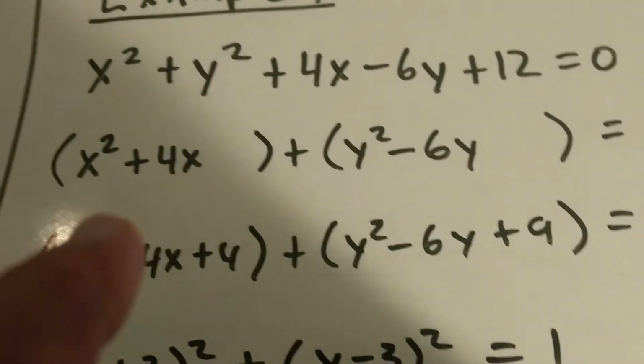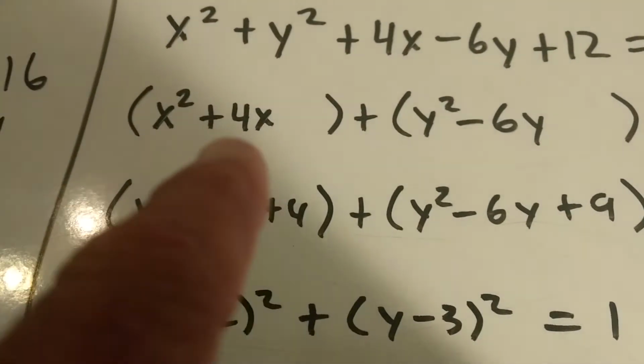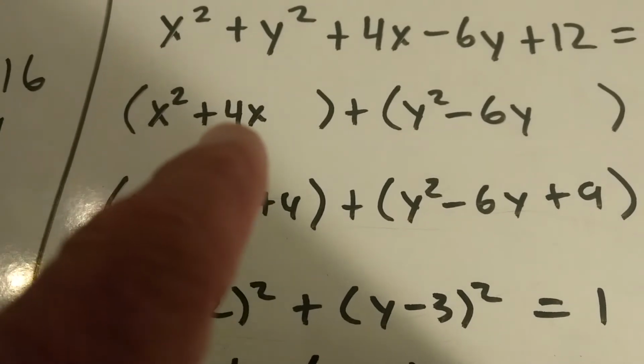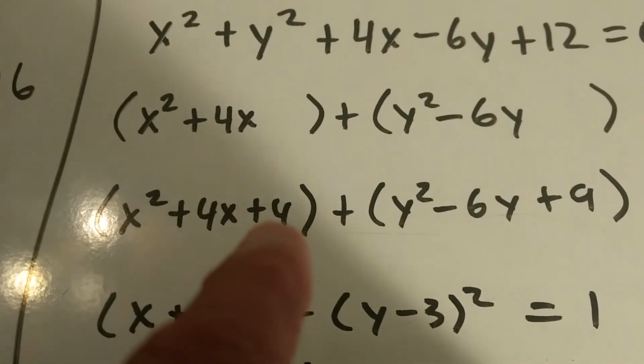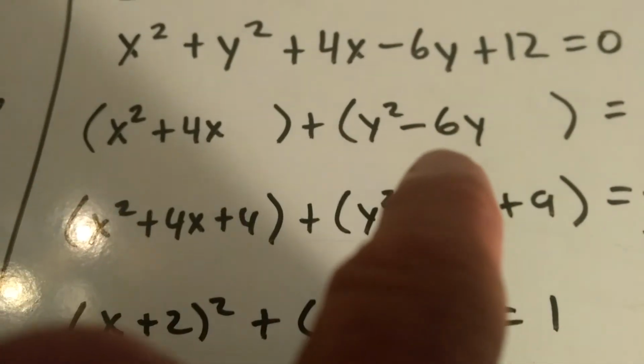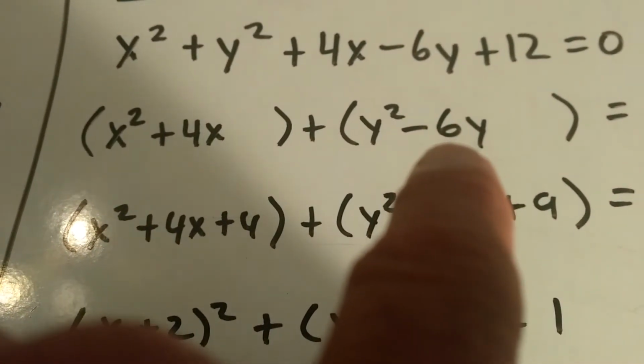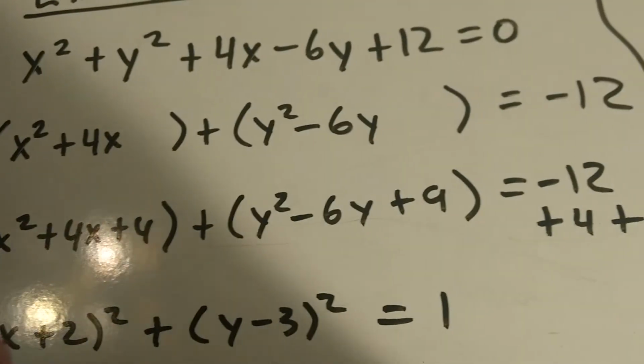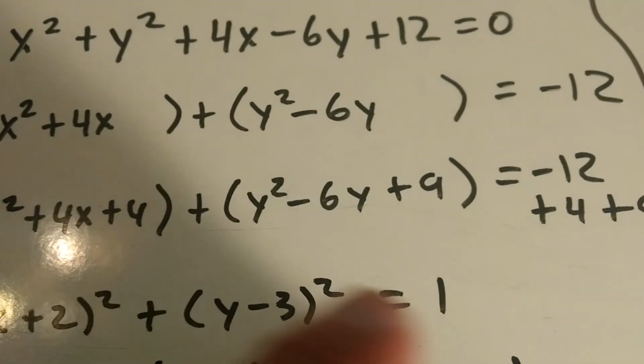Okay? Completing the square is taking half of the middle term, which in this case is 2, squaring it, which is 4, so I'm going to add 4 to this set of parentheses. Come over here, take half of negative 6, I get negative 3, square it, I'm going to add 9. Now you've got to remember the golden rule in algebra says, what you do to one side, you've got to do to the other.